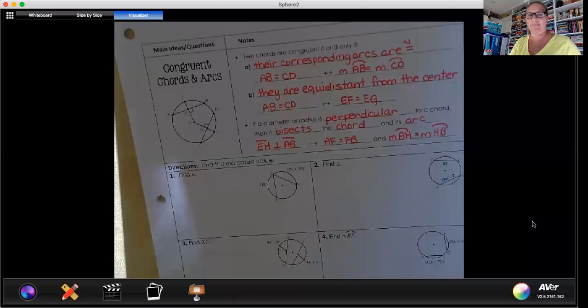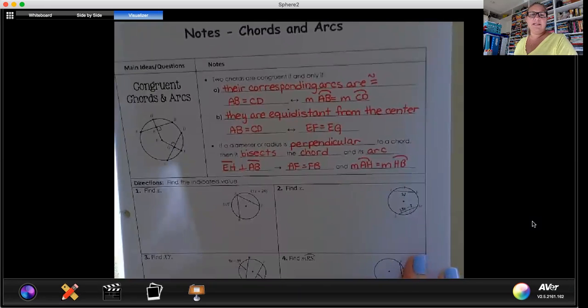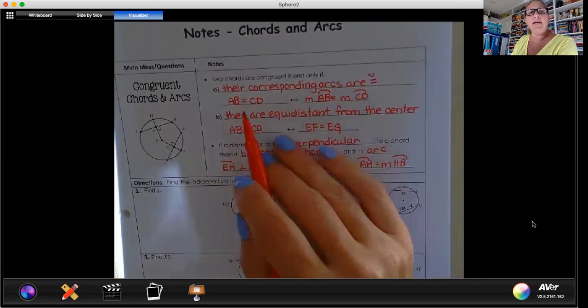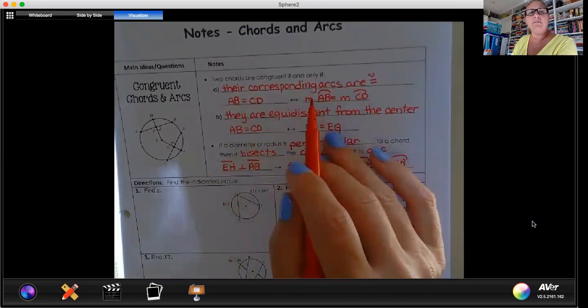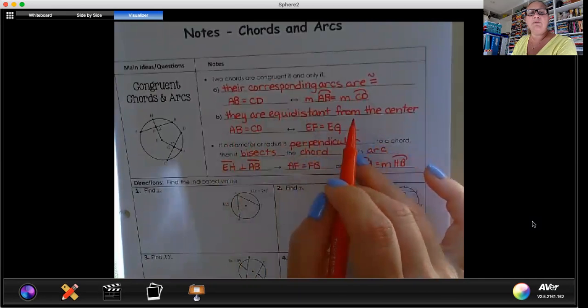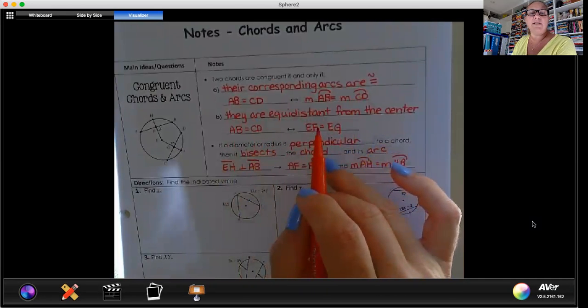Hey guys, today we're going to continue our study of circles with chords and arcs. A little bit of information for you here at the top of the page. Two chords are congruent if and only if their corresponding arcs are congruent, like AB equals CD if and only if the measure of arc AB equals the measure of arc CD. They are equidistant from the center, so AB equals CD and EF equals EG.